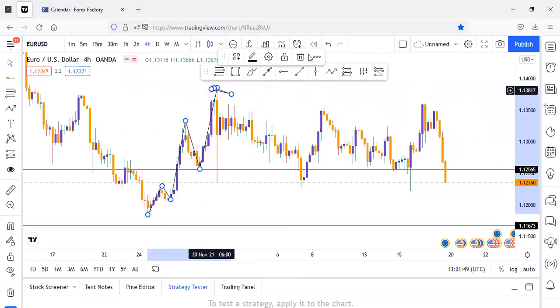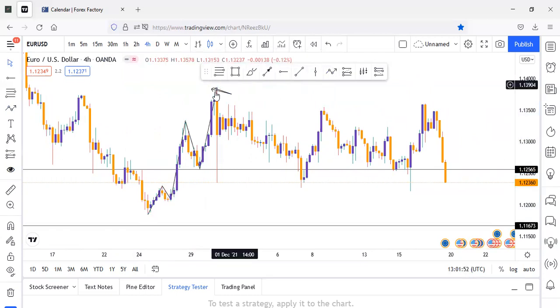Now let me show you guys how you can actually make about 500 pips, 1,000 pips in a week. It is very possible, guys. It is something I do in a week's time. So let me show you guys how this actually works.